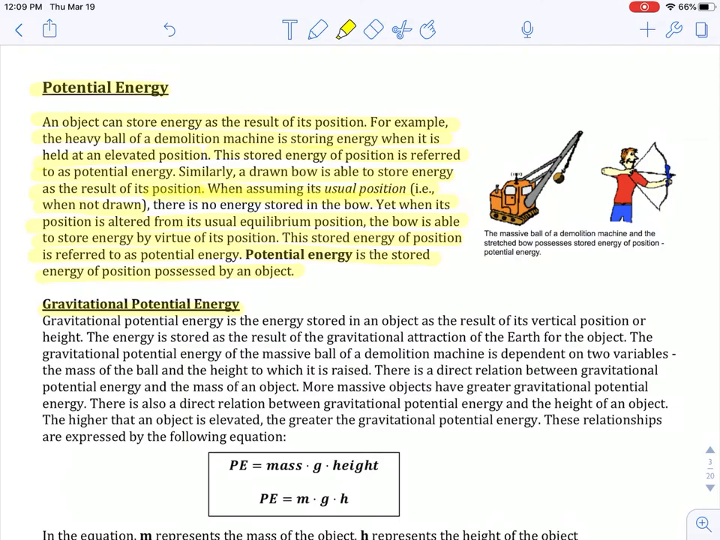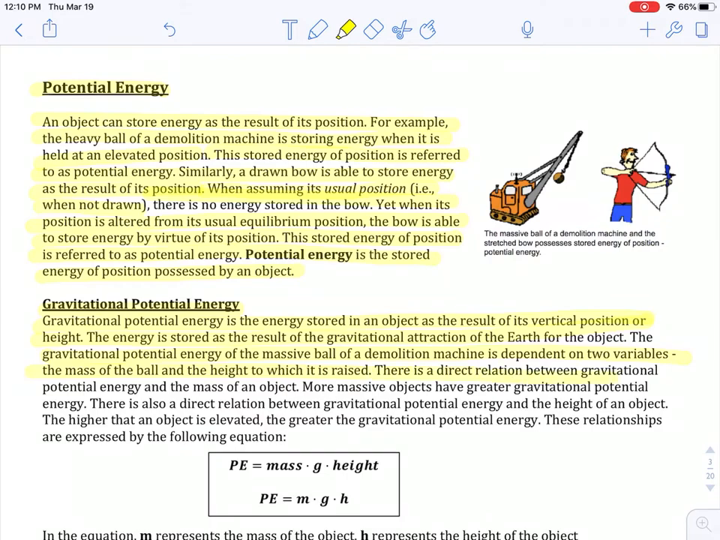Gravitational potential energy. Gravitational potential energy is the energy stored in an object as the result of its vertical position or height. The energy is stored as the result of the gravitational attraction of the Earth for the object. The gravitational potential energy of the massive ball of a demolition machine is dependent on two variables: the mass of the ball and the height to which it is raised.